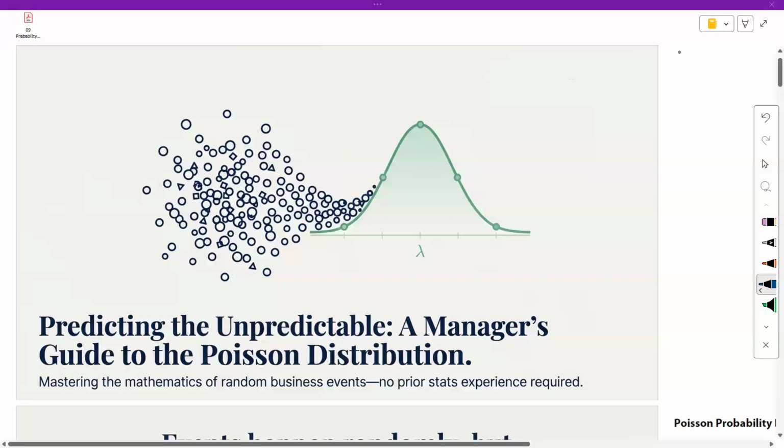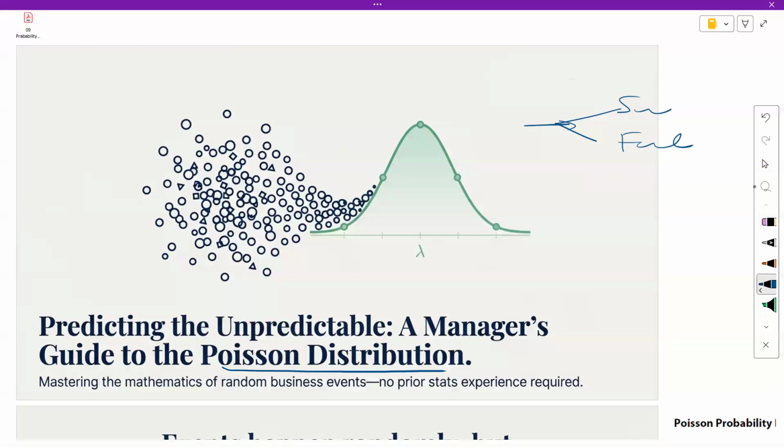Today we will discuss the Poisson distribution, the second type of discrete probability distribution. In the previous session, we discussed the binomial distribution. We apply the binomial distribution when there are two outcomes, success or failure. In those instances, we use the binomial distribution.